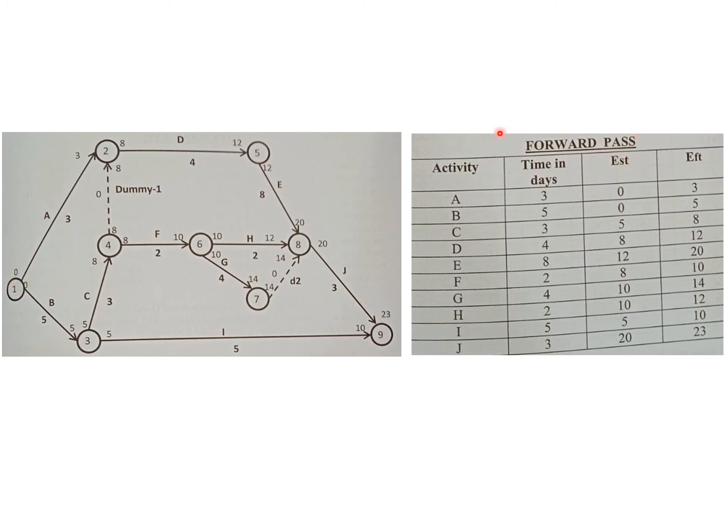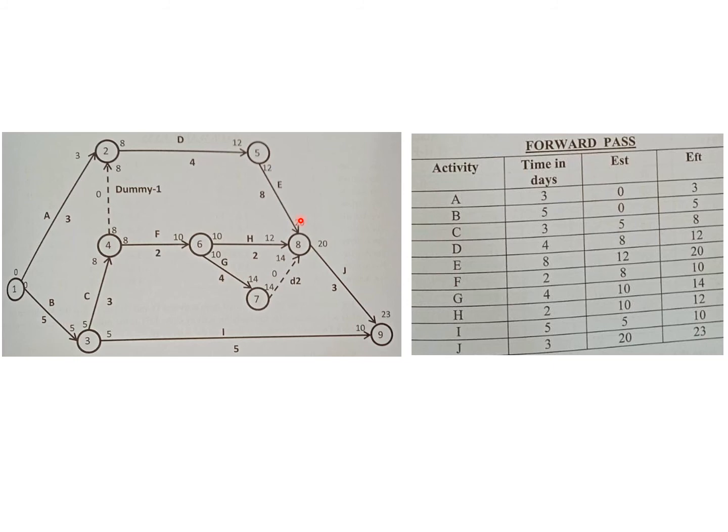In a similar manner, if you take up any other random activity, let's say J. The time that activity J requires is 3 days, right? Now, because different routes are taken over here, the earliest start time is 20 days, right? Because the path A, D, E by itself is going to take 20 days.